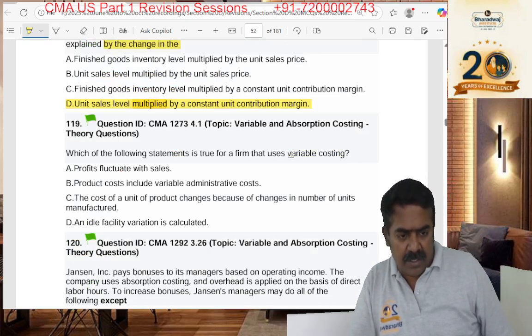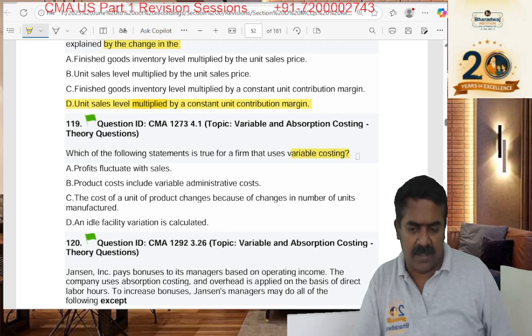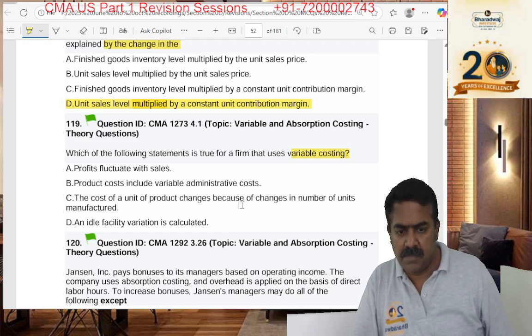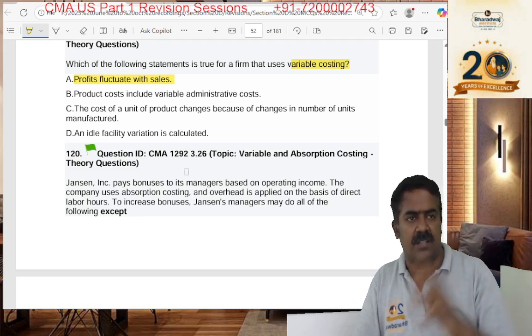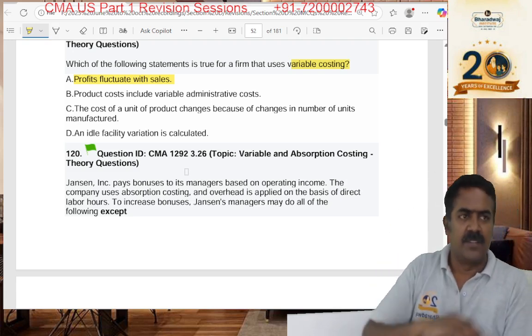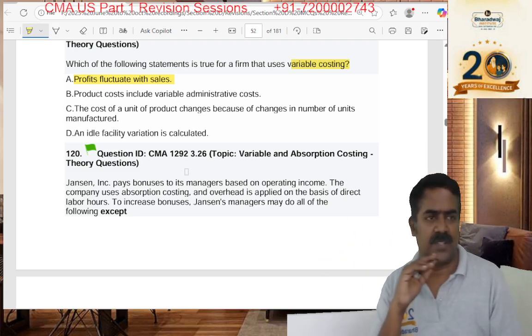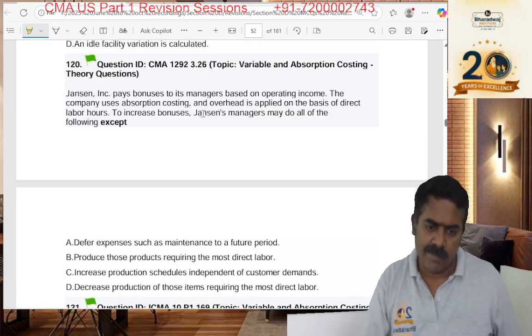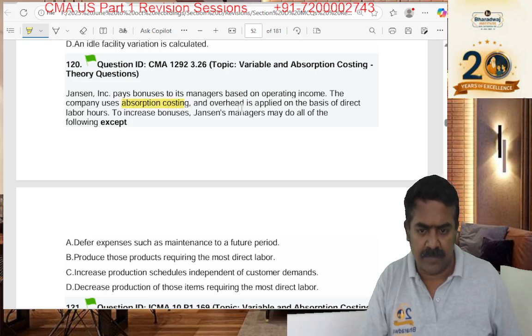Which is true when they are using variable costing? Option? Profit fluctuates with which one? Sales. Because fixed costs are charged against revenue. So sales and variable cost will change your profits. Absorption cost. Overheads are applied based on direct labor.